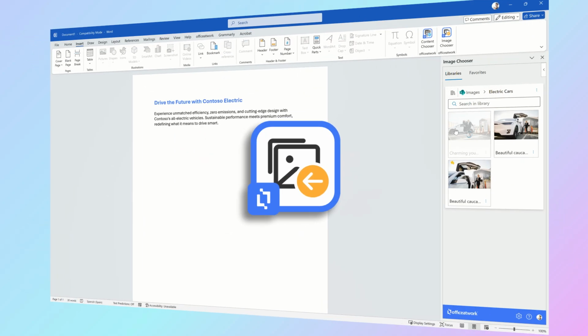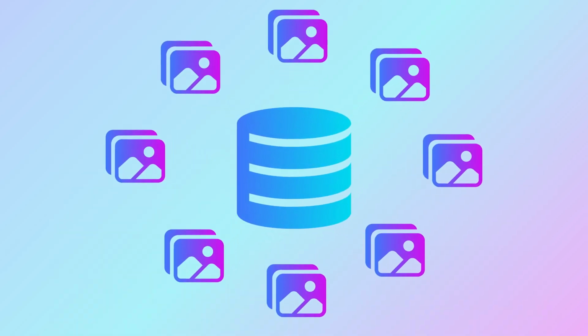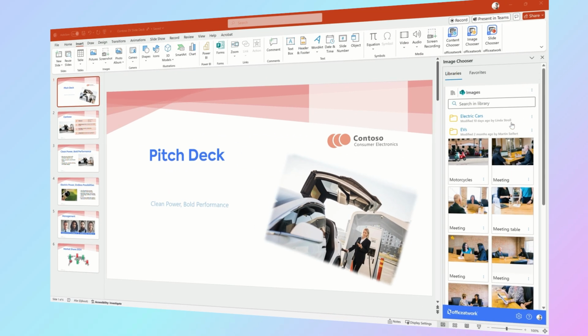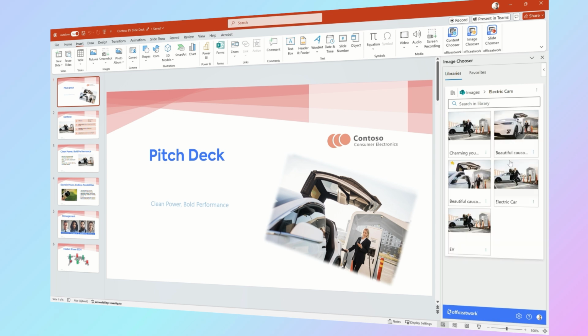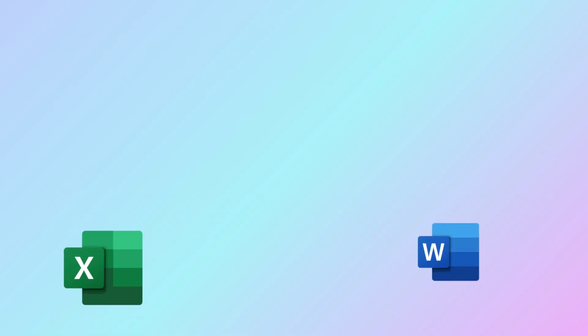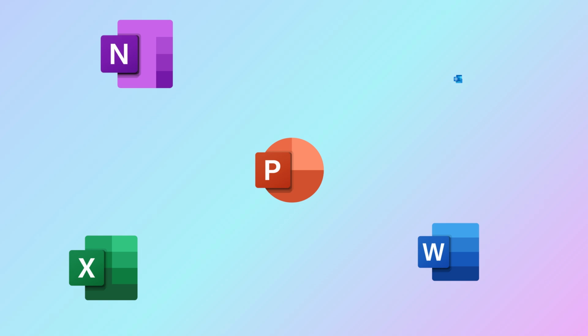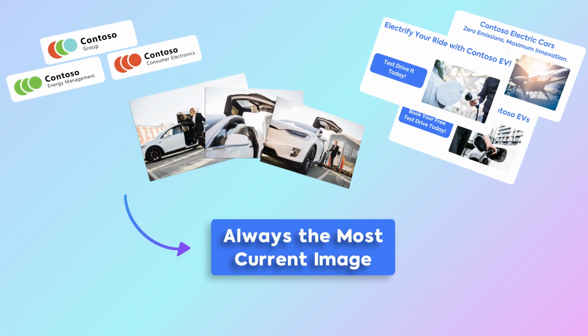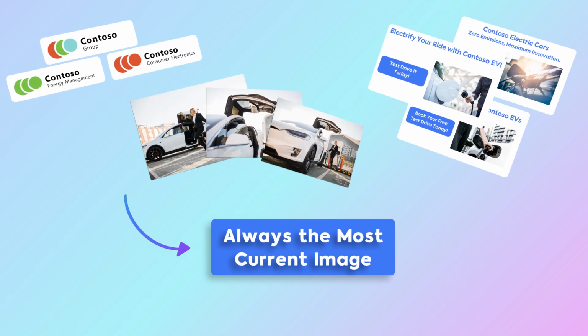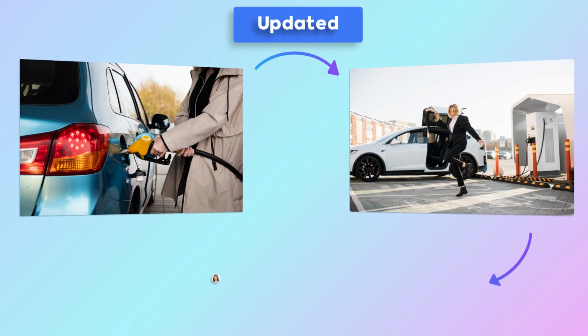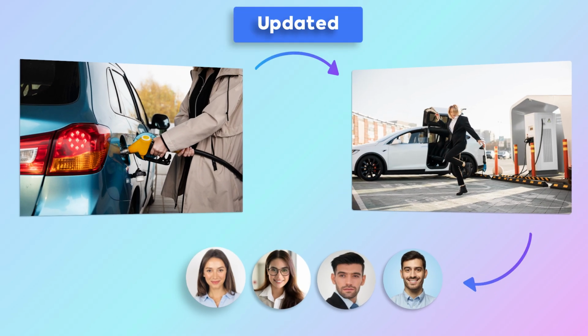The Image Chooser changes how users access and use images by providing a centralized, fully integrated solution. Employees can quickly access your organization's image libraries directly within Word, Excel, PowerPoint, OneNote, and Outlook, ensuring they always have the most recent version of any image. With real-time updates, any changes made by managers are instantly available to all users, eliminating the risk of outdated images.